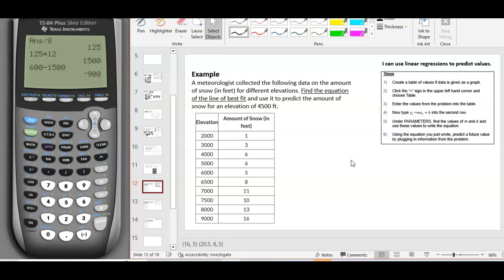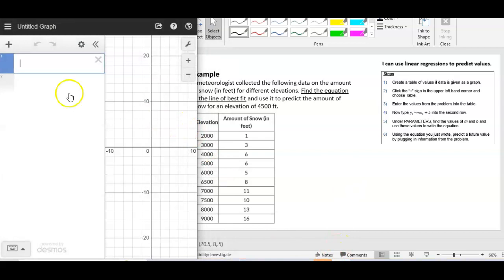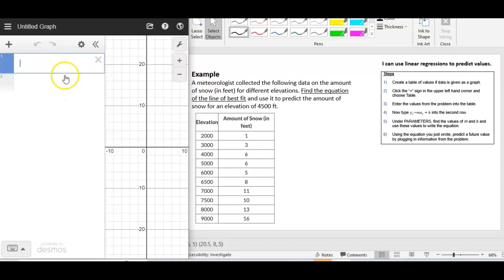I'm going to show you how to find the equation of the line of best fit first, because I know some of you use Desmos and some of you use the TIs. So let's look at how you would do it on Desmos first. If you want to see how it's done on the TI, you can just skip ahead, and then I'll show you how to do it on the calculator also.